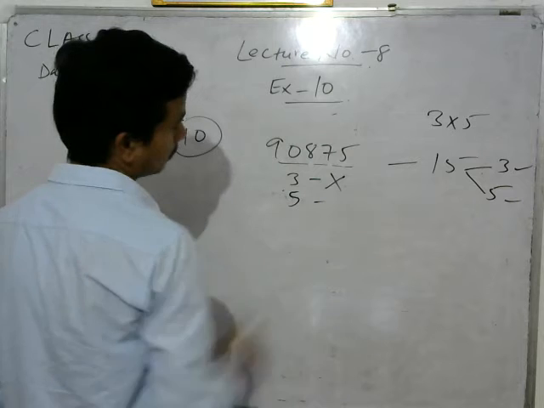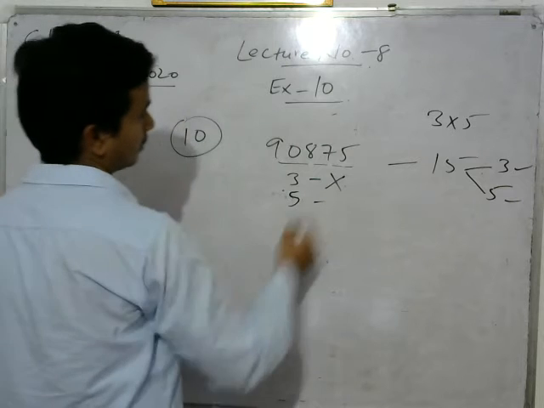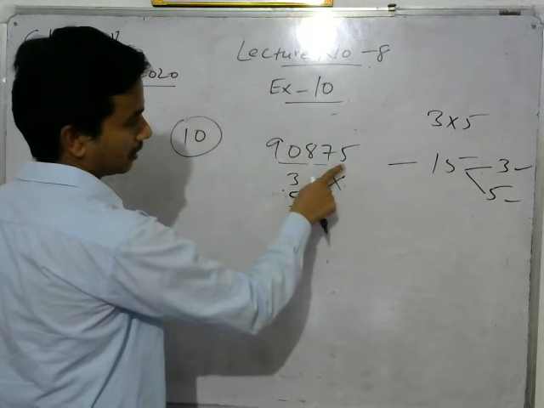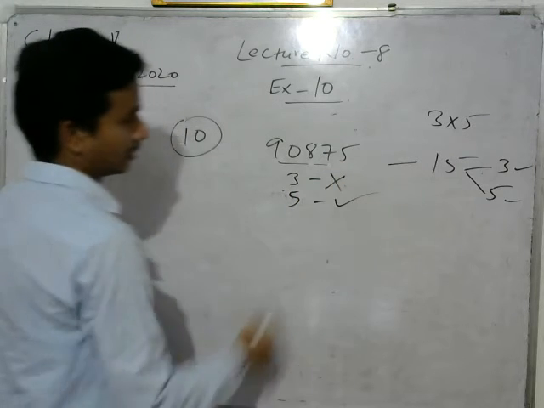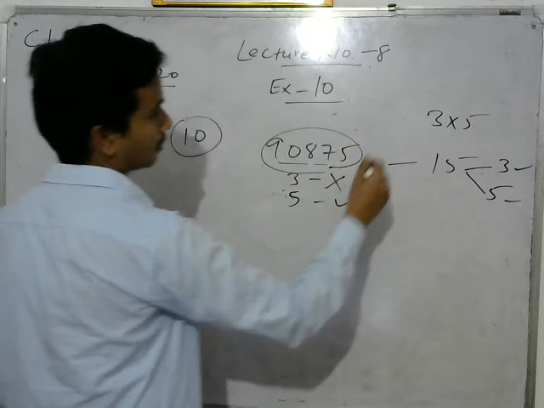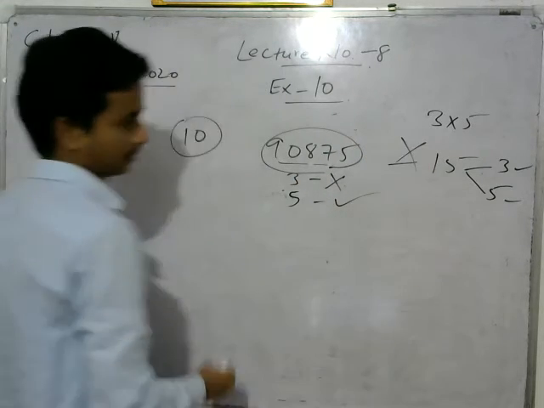So what is the rule? And is it divisible by 5? What is the rule for checking divisibility by 5? The last digit should be either 0 or 5. Yes, it is divisible by 5. Since this number is not divisible by both 3 and 5, it is also not divisible by 15.